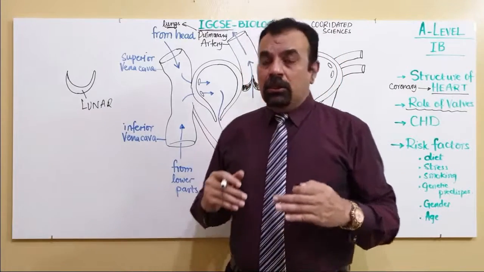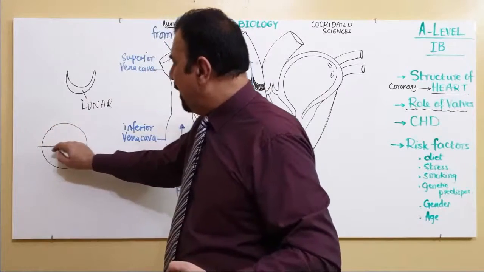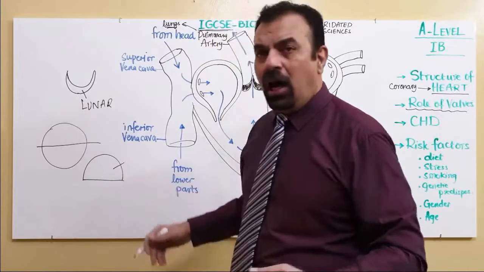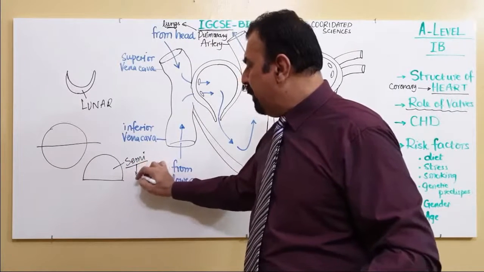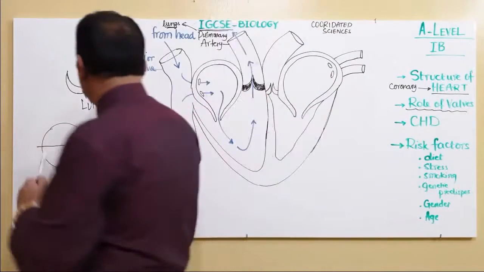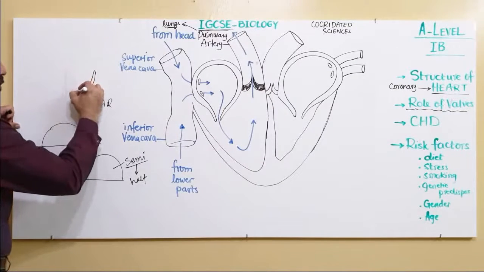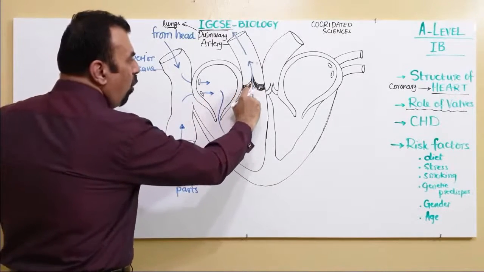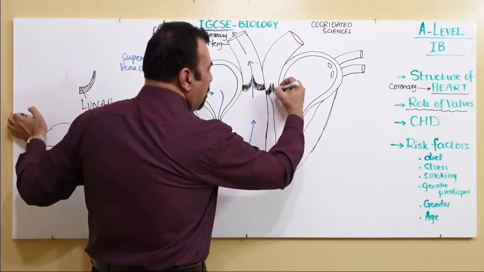Okay? So what will happen? If I have a circle and if I cut it, we will be having a half circle. What we call the half circle, we call it semicircle. Semi means half. So now look at the structure. If I cut the moon, or your lunar, in half, that is the shape of this valve over here. And that's the shape of this valve.